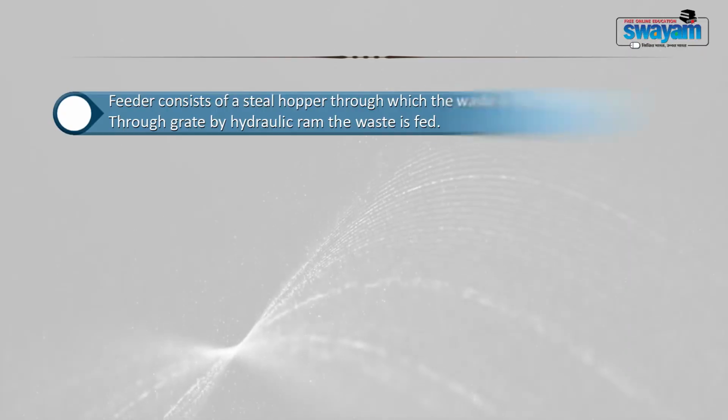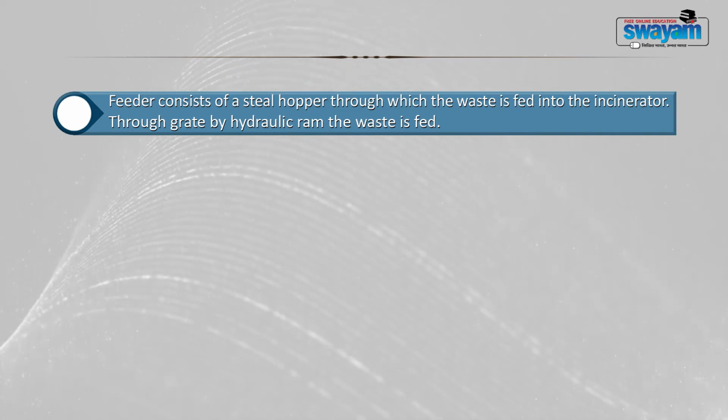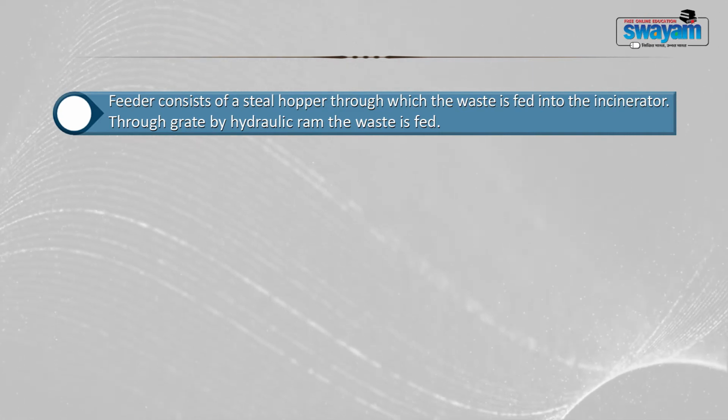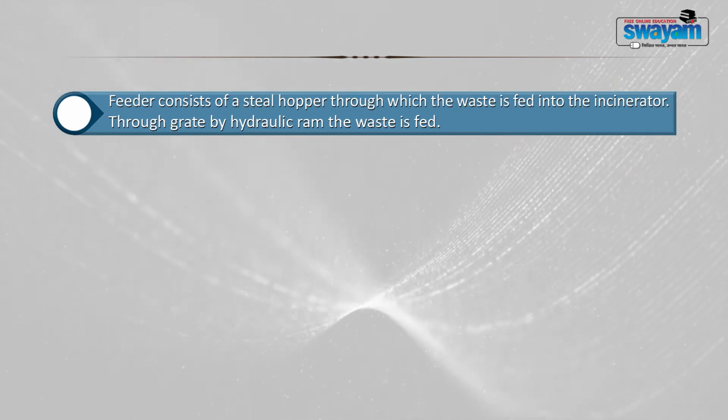A bunker generally can store around 1000 to 3000 tons of waste, and they are divided into different sections to store waste of different calorific value. Long term storage of waste will generally lead to rotting and odor problems, and hazardous waste and bulky items should be separated before the rest is stored in the bunkers. A feeder consists of a steel hopper through which the waste is fed into the incineration unit. Through a grate, the waste is fed by a hydraulic ram.